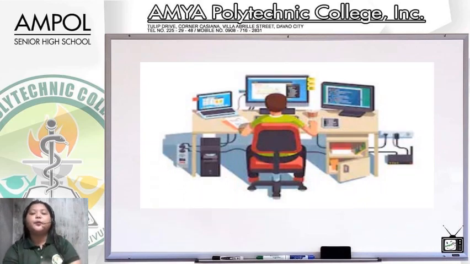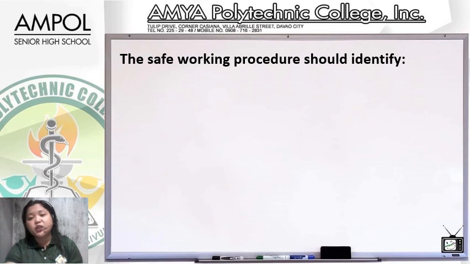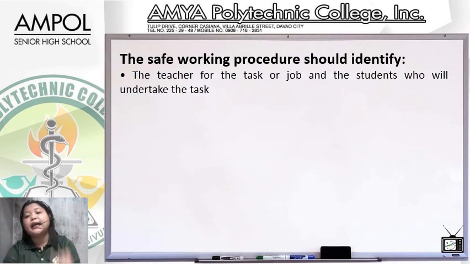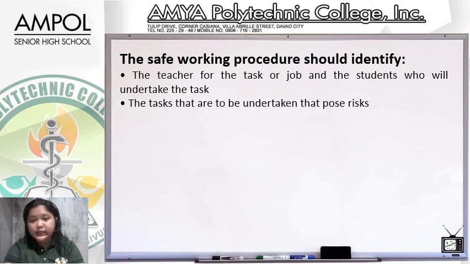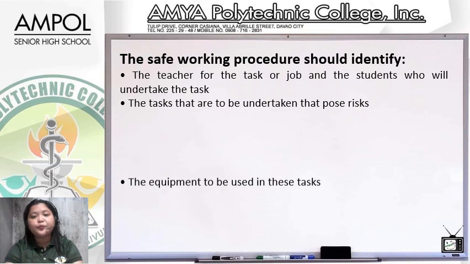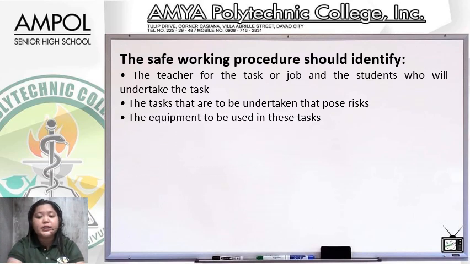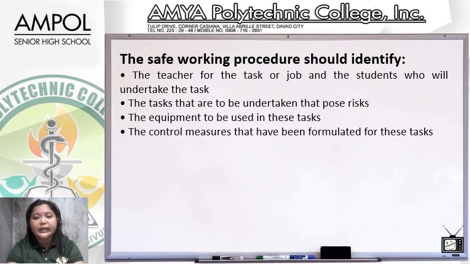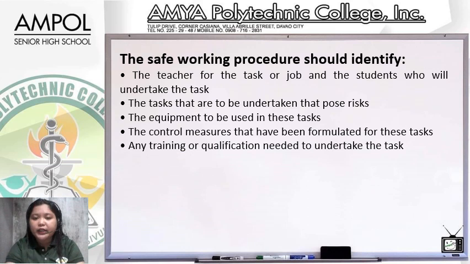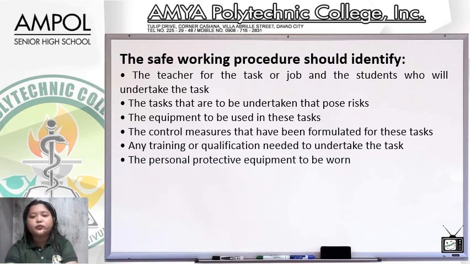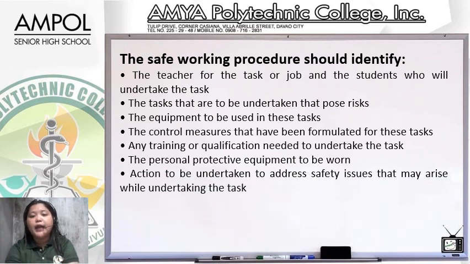And then on the picture, what can you see? As you can see in the picture, it's a man doing his work. It's called multitasking work. The safe working procedure should identify the teacher for the task or job and the students who will undertake the task. Second, the tasks to be undertaken that pose risks. Third, the equipment to be used in these tasks. Fourth, the control measures that have been formulated for these tasks. Any training or qualification needed to undertake the task, the personal protective equipment to be worn, and the action to be undertaken to address safety issues that may arise while undertaking the task.